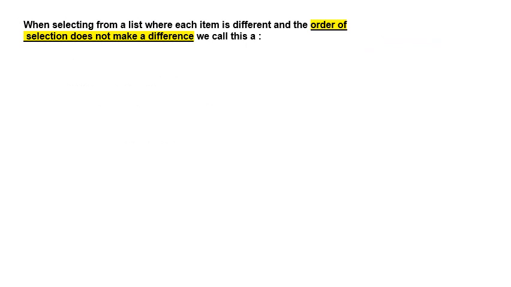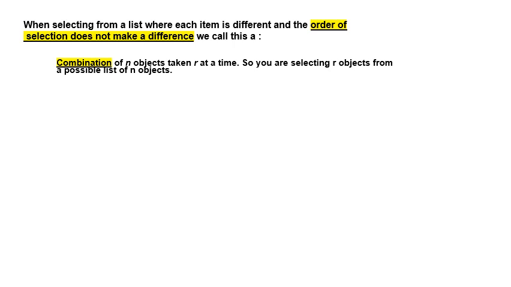Now, when selecting from a list where each item is different, but the order of selection does not make a difference, we call this a combination of n objects taken all at a time. So we're selecting all objects from a possible list of n objects. The n objects are different, and you're picking different objects. But again, in this case, the order of selection will not make a difference.